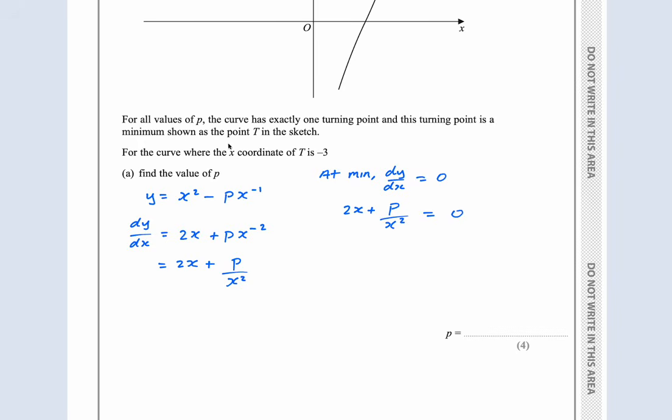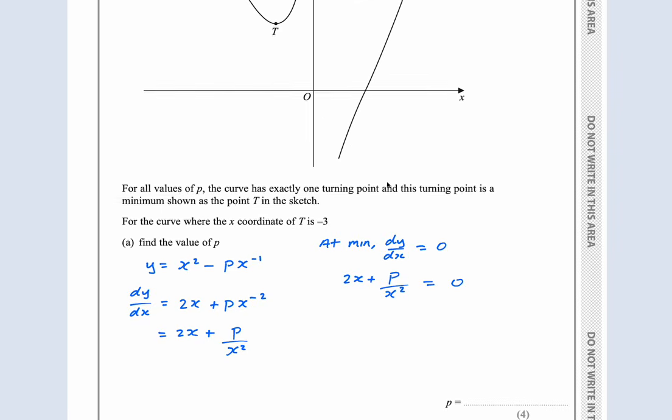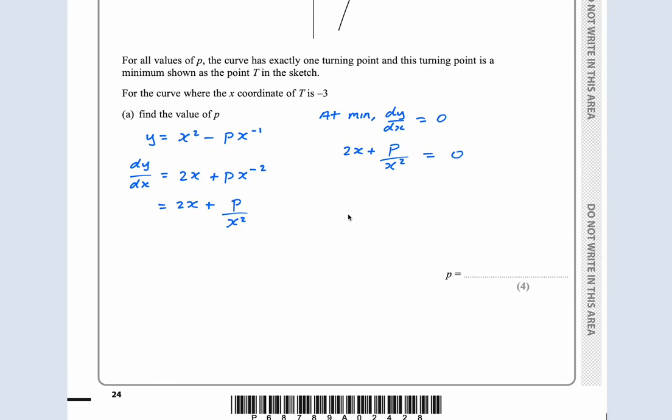But we know that for this particular curve, x is -3 at this minimum. So we can sub in -3 in here. So it's 2 times -3 plus p over -3 squared equals 0. And I'm left with -6. I'll just have to come down here a bit, guys. -6 plus p over 9 equals 0. I'll just come over here. P over 9, add the 6 to this side, equals 6. And then p is equal to 6 times 9, which is 54. So p is equal to 54.